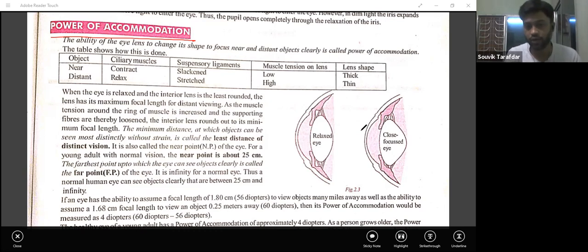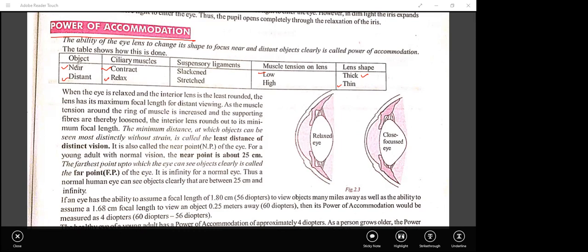About that only we will talk. When we see a near object, the lens is thick. Who does it? The ciliary muscle contracts, the suspensory ligament slackens, and the tension on the lens is low. And when we see a distant object, the lens becomes thin and the ciliary muscle relaxes. Understood? Am I clear? Yes, sir.